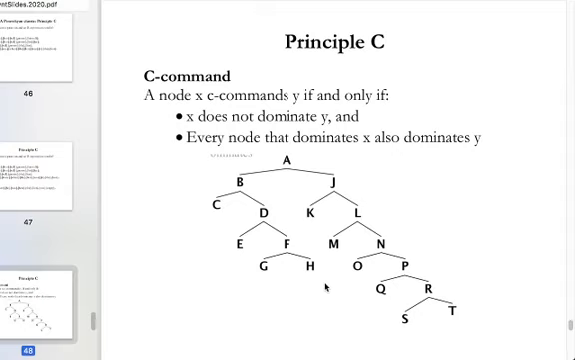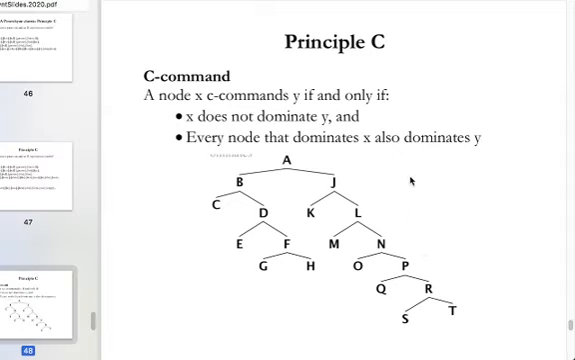If you haven't taken syntax or if you're just not getting it, don't worry too much. The practical thing here is that a node C-commands its sister and everything underneath the sister. Right? So here, D C-commands only the node C. C C-commands D and everything else underneath it. B C-commands everything on this side of the syntactic tree underneath J. A C-commands nothing in this tree, and so on and so forth.